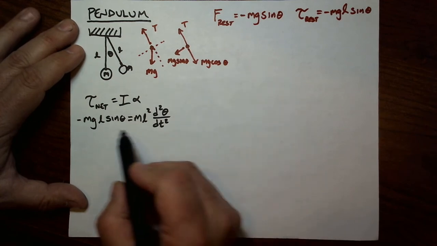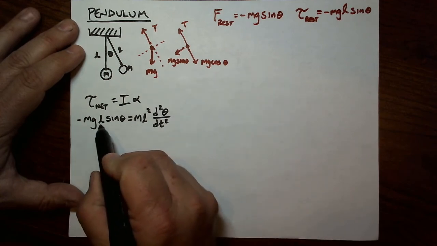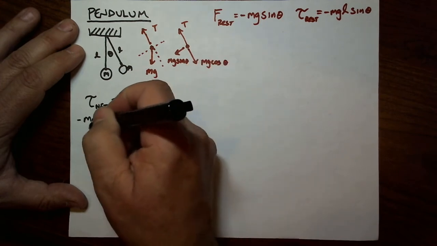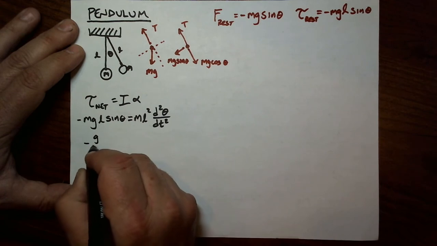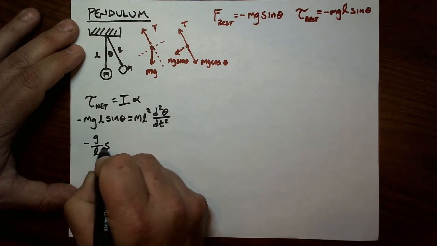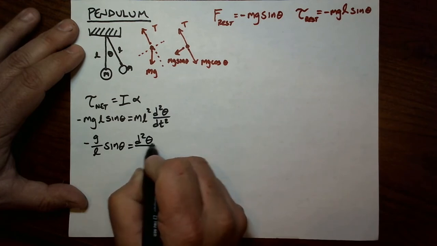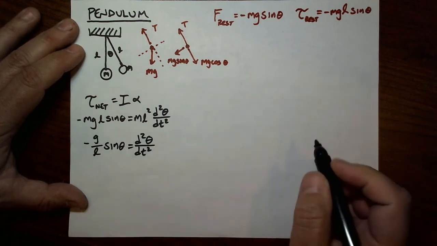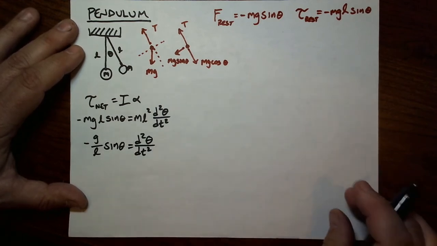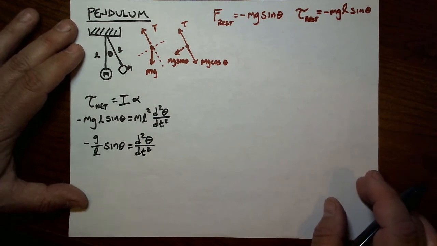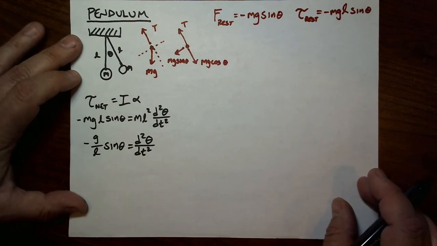And if we clean this up, we're going to get our differential equation. First of all, the masses cancel. This L cancels one of those two. We can get the other L to come underneath, and we're going to wind up with minus g over L sine theta equals d squared theta dt squared. And although this looks a lot like the differential equation we got before, it is not. This one is very, very difficult to solve.